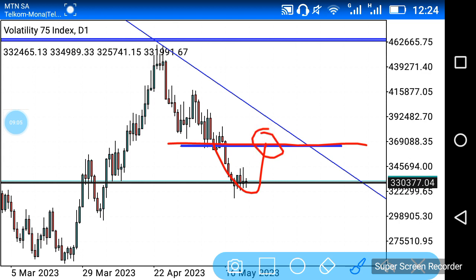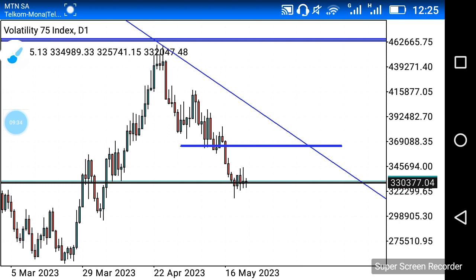Number one, we have the M structure. Number two, we have the neckline being broken to the bottom side. Number three, we would have price come back to the neckline to test it, and the neckline aligns with the 61.8% Fibonacci retracement level, right? So we would need further confluence at this point. We would need further confirmation before we sell, but this would be a good level to be looking for those potential selling opportunities, right?